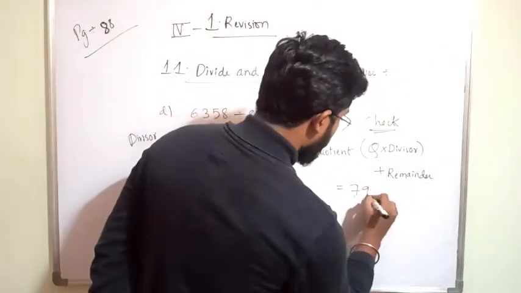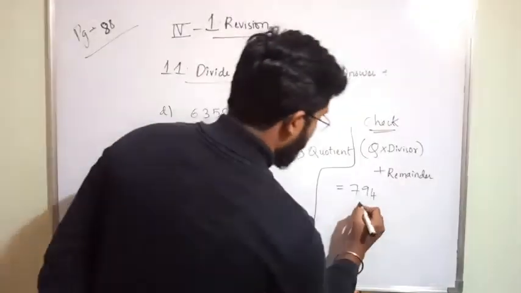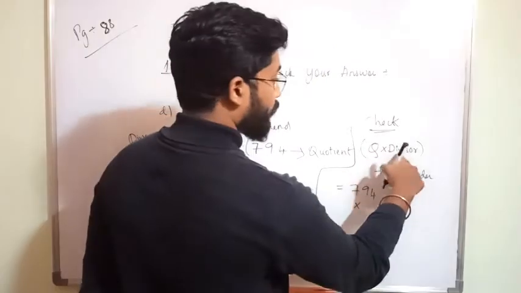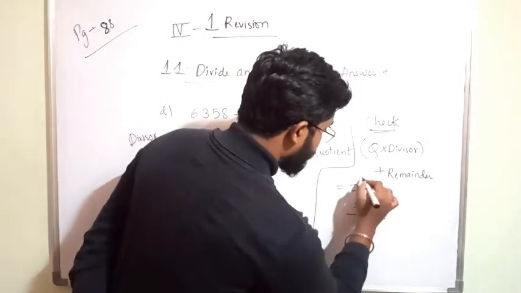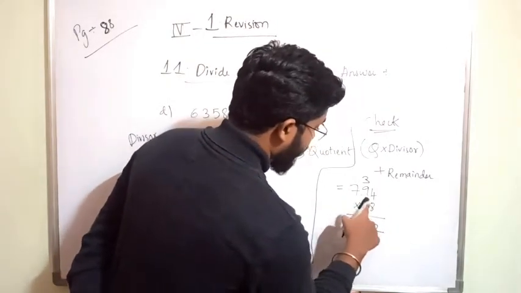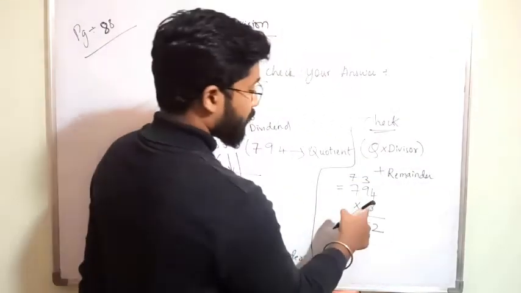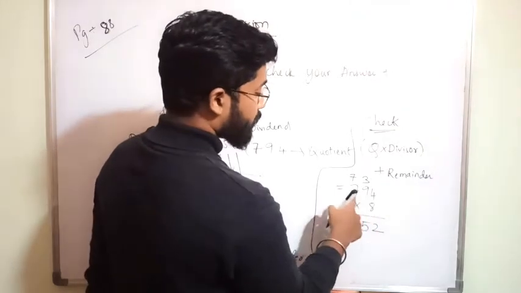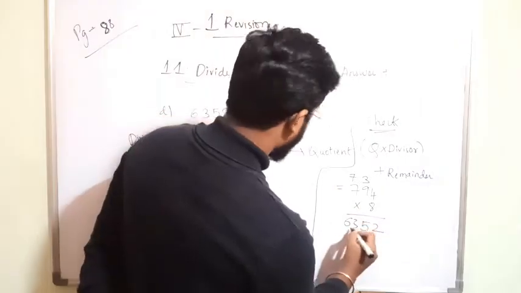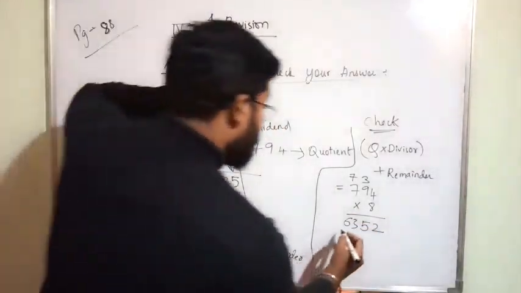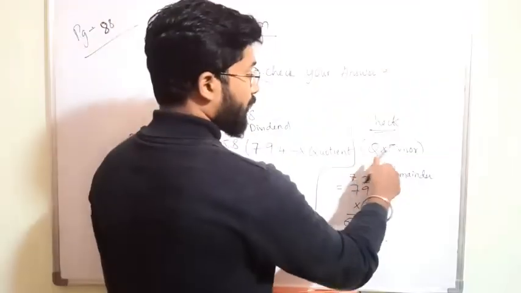794 into 8. This is for checking purposes, so I am dividing this with a line. I am doing quotient into divisor. 794 into 8. 8 4s are 32. 8 9s are 72 plus 3 is 75. 7 8s are 56. 56 plus 7, how much? 63. Okay. So I got 6352. 6352 is the product of quotient and divisor.